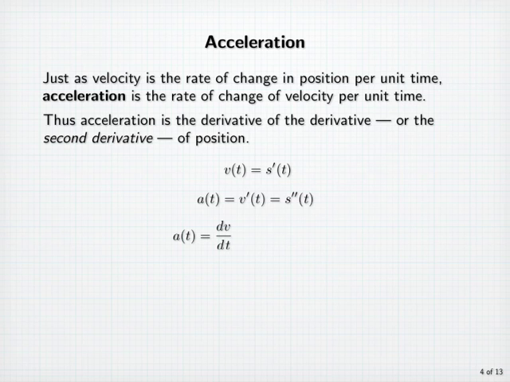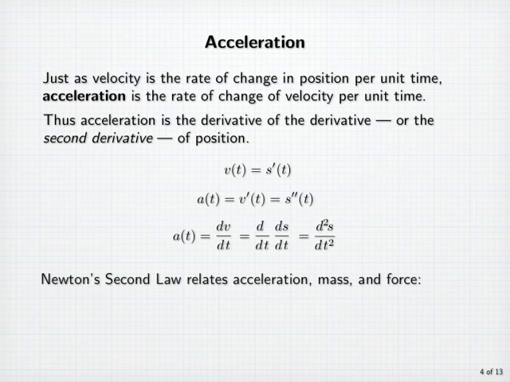In Leibniz notation, we can write a of t equals dv/dt, which is the derivative with respect to t of ds/dt, or the second derivative of s with respect to t. Newton's second law relates acceleration, mass, and force. It says that total force is equal to mass times acceleration. So whenever there's acceleration, there's force, and vice versa.